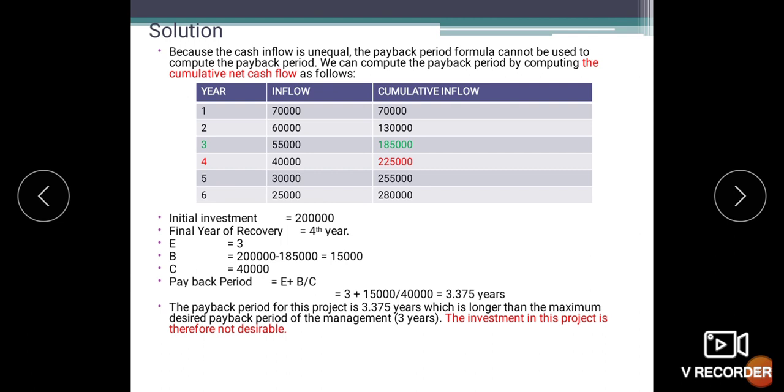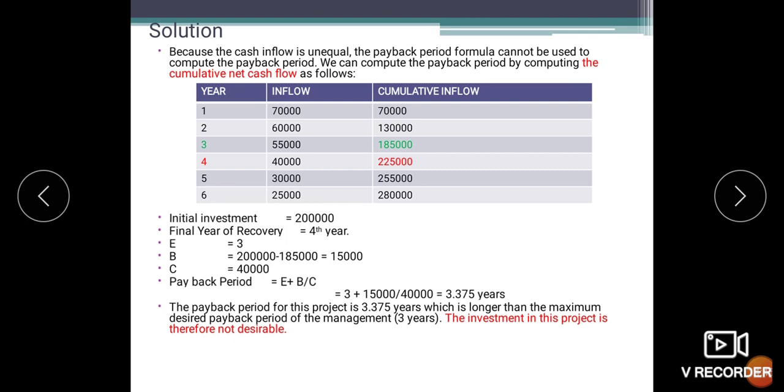In the question, it is already said that this particular company is interested in the investment only if the payback period is equal to or less than 3 years. So here the payback period is more than 3 years, right? So the payback period for this project is 3.375 years, which is longer than the maximum desired payback period of the management, that is 3 years. So this investment in the project is therefore not desirable.